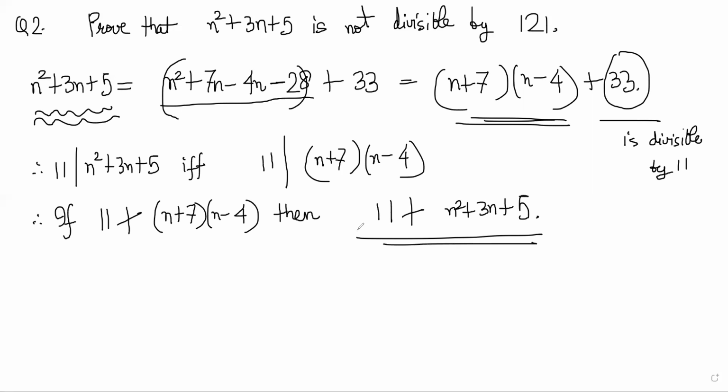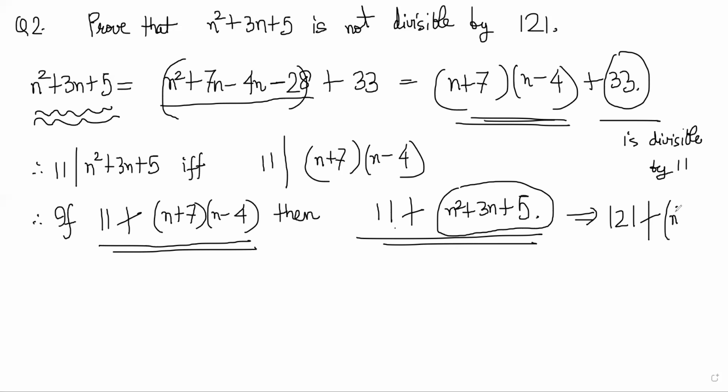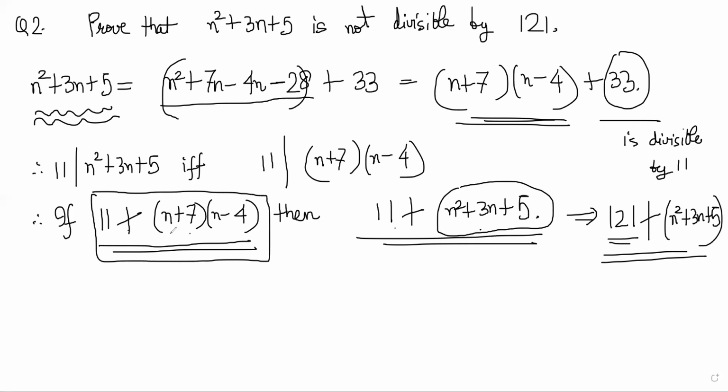So in order for n square plus 3n plus 5 to be divisible by 11, we need 11 to divide this, right? Otherwise 11 will not divide this. So therefore that implies 121 will not divide n square plus 3n plus 5. If 11 doesn't divide this, then obviously 121, which is 11 square, will not divide this, right? So one case we have covered. When 11 does not divide this product, we have proved the statement. Now let's take the other case.